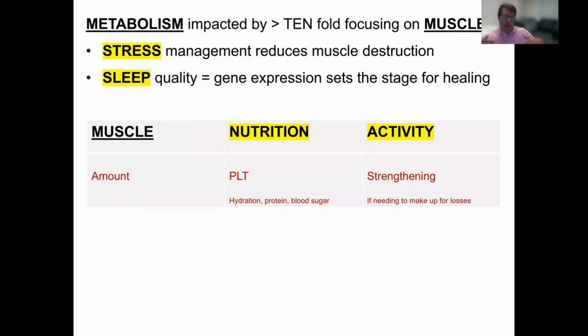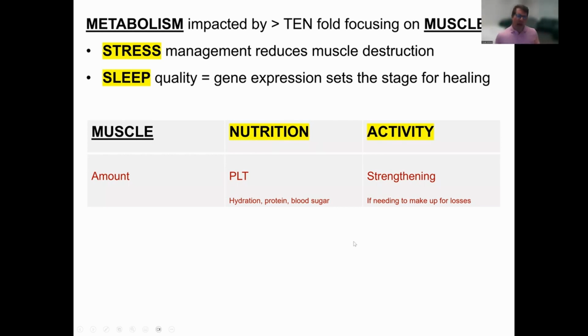So first, big picture, what drives our metabolism? Stress management, so stress hormones don't break down our lean tissue. Sleep quality, because deep sleep is where there's an acceleration in gene expression that sets the stage of protein production, the first step for cell vitality and natural healing and growth. And nutrition and our activity levels.